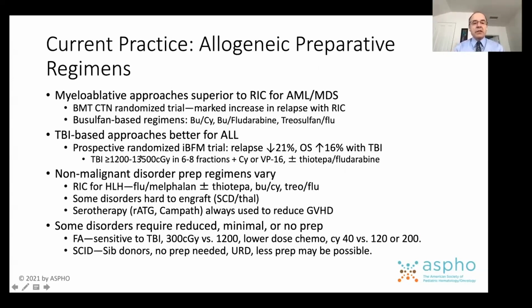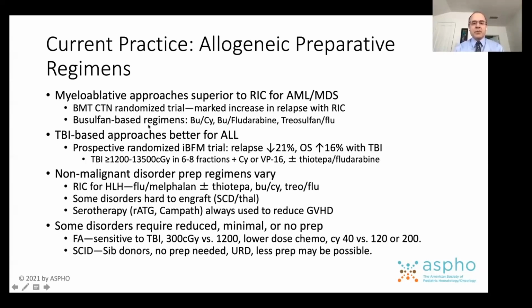Now, let's talk a little bit about what type of preparative regimens are used in different disorders. First thing to keep in mind is that myeloablative approaches, every time they've been carefully tested, have been shown to be superior to reduced intensity approaches, specifically for AML and MDS. It hasn't really been tested in ALL, but we definitely for a while thought we could get away with RIC for AML and MDS, but we really can't. Myeloablation has been shown to be better because it has less relapse associated with it.